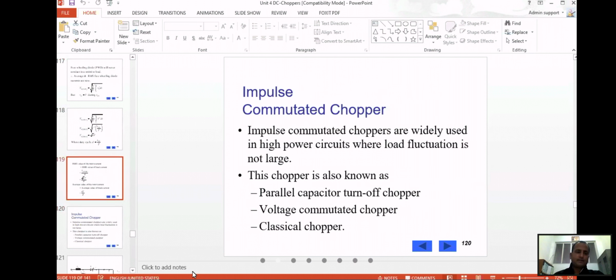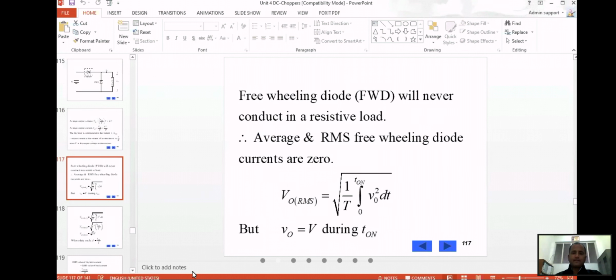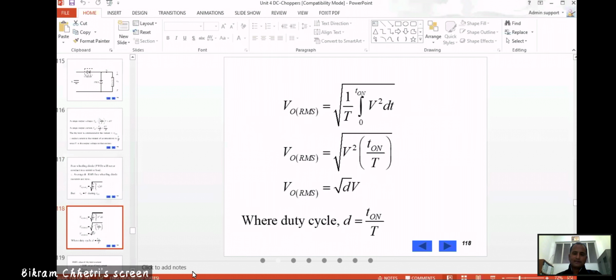We can find the average and RMS of the freewheeling diode currents. The RMS freewheeling diode current is 0. The output RMS voltage will be equal to the root of 1 by T, integrated between 0 and T on. We can find it with this, and we know that the duty cycle equals T on divided by T.